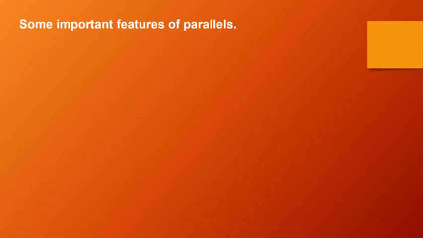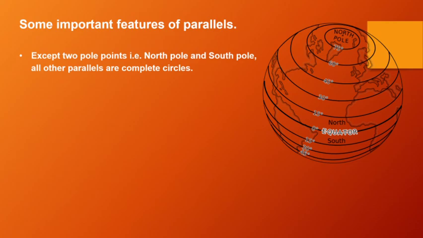Now, let us know some important features of parallels. Except two pole points, that is the North Pole and South Pole, all other parallels are complete circles. Please see the image. As you can see, the 0 degree, 15 degree, 30 degree and so on, all these parallels are complete circles. But when we say the North Pole or the South Pole, North Pole at the top and the South Pole at the bottom, they are just the pole points.